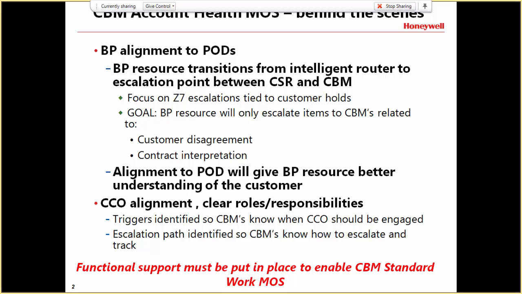And ultimately, if you look at the goal, and this is the goal, it doesn't mean we can get there tomorrow, but the goal is that the BP resource will know enough so that they only escalate items to the CBMs related to customer disagreements, contract interpretation, and I'm missing a third one on here. It's the final decision on RAIs, return as is. And if we can get there, I think it's going to help CBMs significantly.